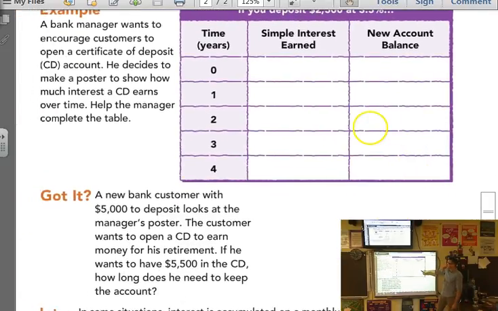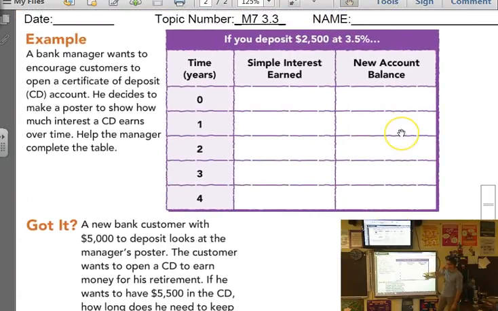So let's look over here on the back. The bank manager has this poster. You walk in, he's advertising.